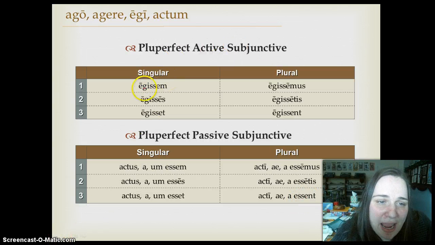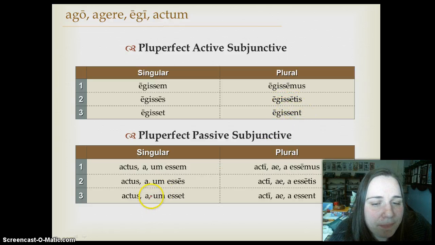Pluperfect active subjunctive, agissem, right? Because ag plus isse, plus the personal ending. So agissem, agisses, agisset, agissemus, agissetis, agissent. Pluperfect passive, actus essem, actus esses, actus esset, acti essemus, acti essetis, acti essent.